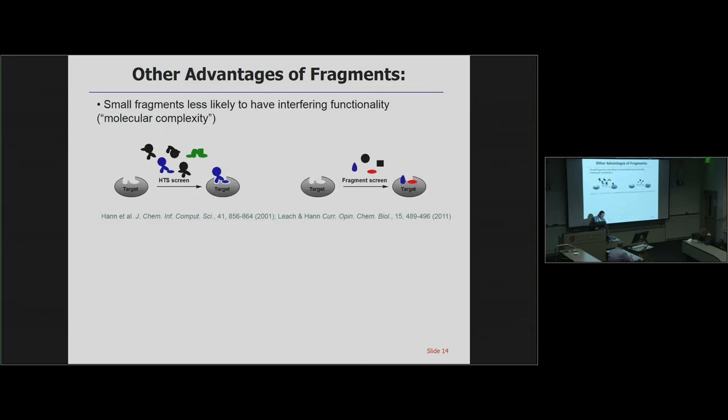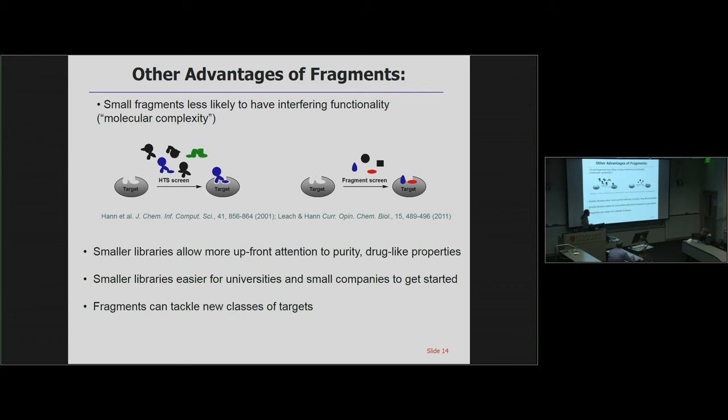There's a few other really nice advantages of screening fragments. One is this concept of molecular complexity, and that is illustrated by this green molecule here, which is perfectly complementary to the target protein, with the exception of this one little nub. And that nub will interfere with binding, and so you won't pick this up at all. Fragments, because they're smaller, have fewer nubs, and so they're going to bind to more sites on more proteins. And typically the hit rates you get are much higher from a fragment screen than from a high throughput screen.